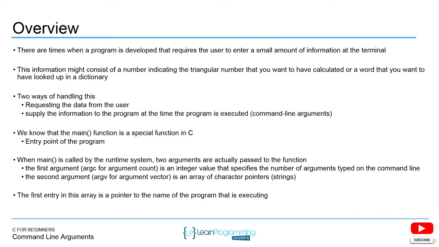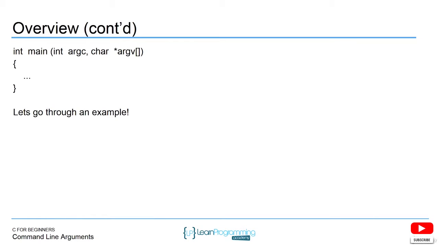So again, the first entry in the array is a pointer to the name of the program that is executing. And then everything after that would be the arguments, and I'll demonstrate this. So here's an example. This is the main function, and it has two arguments, or two parameters, really. We'll talk about the difference between parameters and arguments as well. But you see it says int argc and then char, and there's a star asterisk argv.